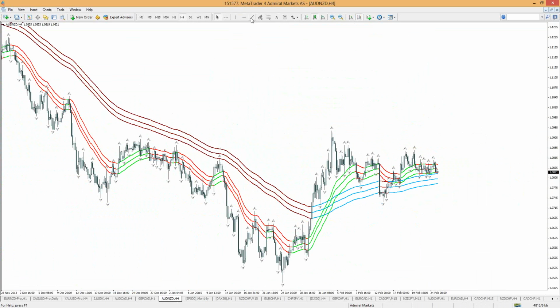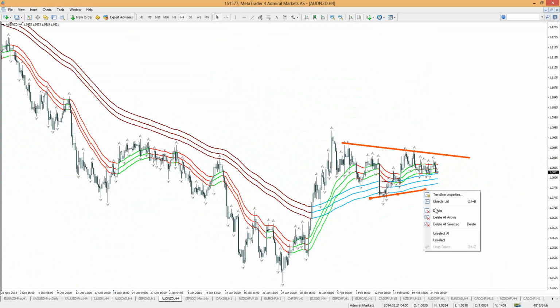That looks pretty messy too. Maybe we could say there's some consolidation here, maybe like that. It's difficult to say. Probably the moving averages are the best actually for this. So either a break below the blue moving averages or a break above orange. That would be probably the most important lines on this Aussie-New Zealand.